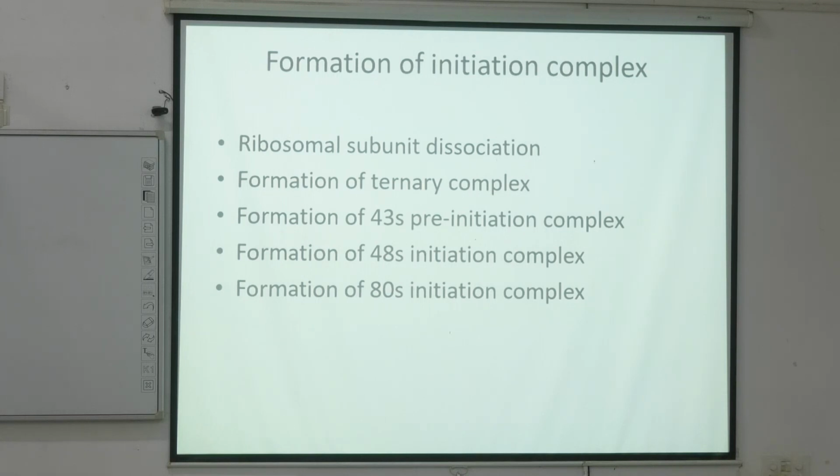Now the next phase, formation of initiation complex, has got these subphases. The first phase is dissociation of the subunits. In order to run the assembly, the factory must open the gate first. So the two subunits will dissociate, and the other materials will sit in between them, and then it will close. So the first thing will be dissociation of subunits.